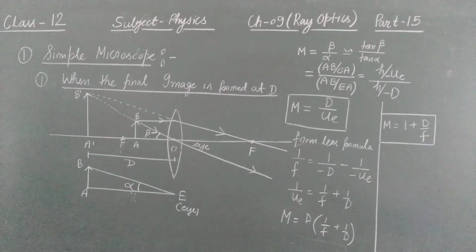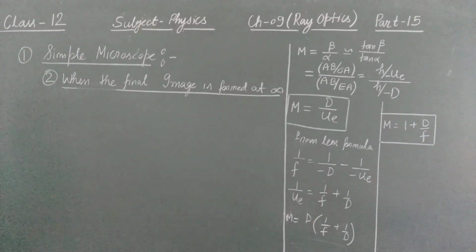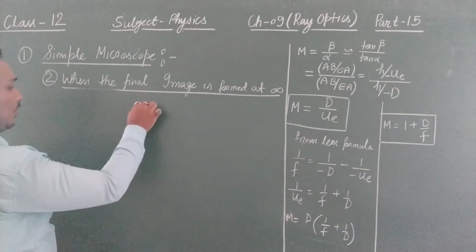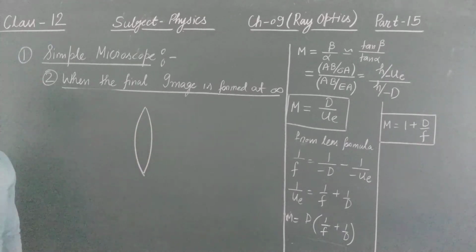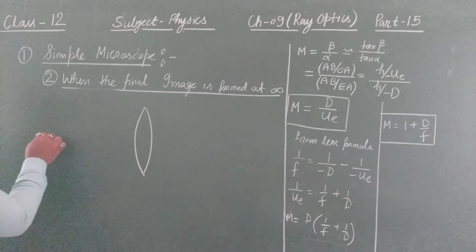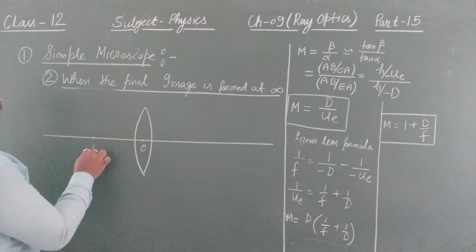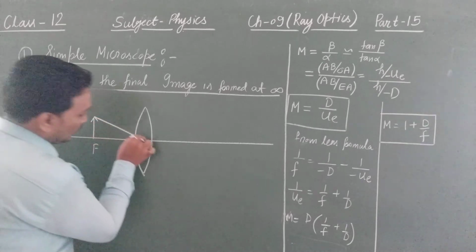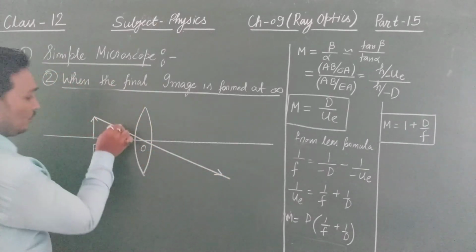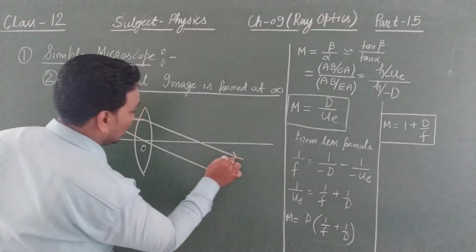Now let us take case number 2, when the final image is formed at infinity. If we want the image to be formed at infinity, what arrangement do we have to make? Just see, this is your optical center. This is a focus. This time the object is kept at focus only. So from focus, one ray goes through the optical center, another ray goes parallel to the principal axis, like this.